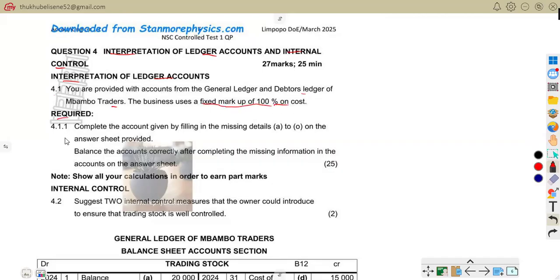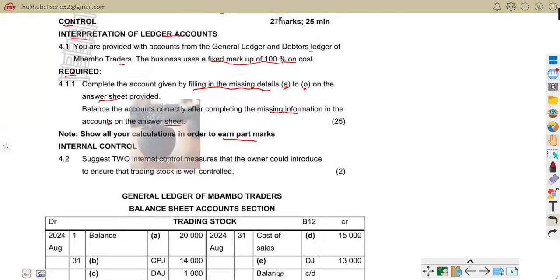So required now, 4.1.1, complete the accounts given by filling in the missing details A to O on the answer sheet. Balance the accounts correctly after completing the missing information in the accounts on the answer sheet. Note, show all your calculations in order to earn part marks. 4.2, internal control. Suggest 2 internal control measures that the owner could introduce to ensure that trading stock is well controlled.